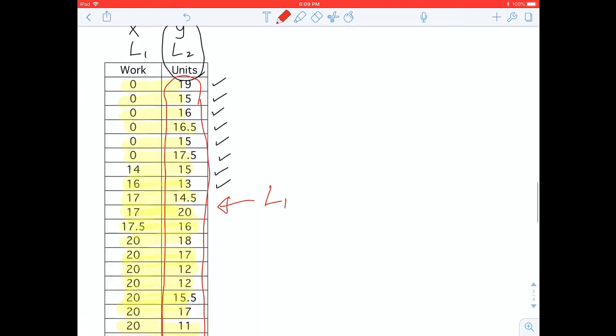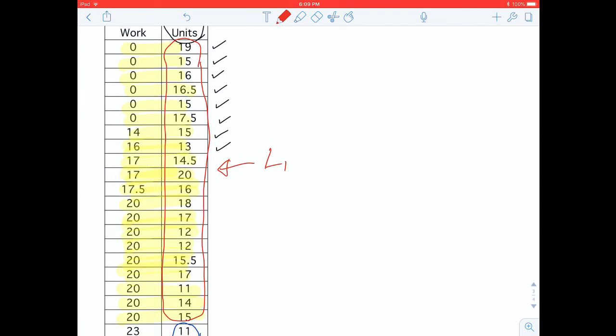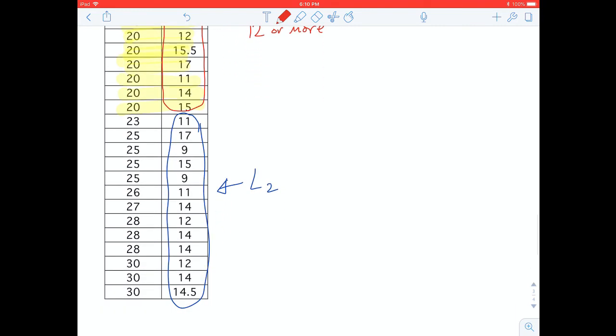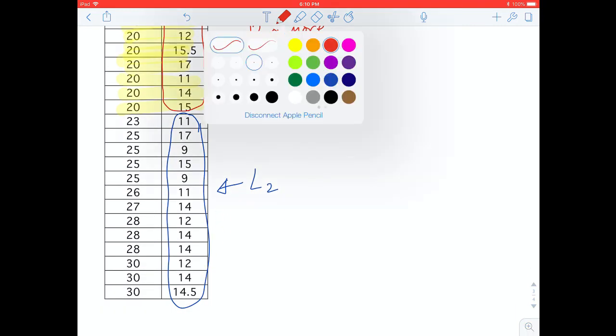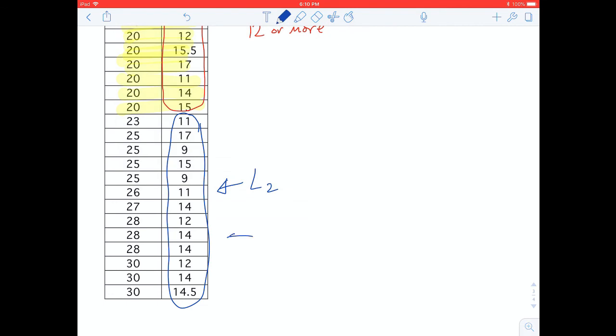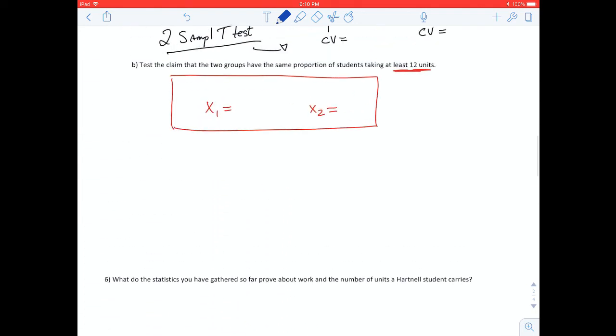Again, it has to be the 2 groups. So these over here that are circled in red, you would count how many have at least 12, so that means 12 or more. And then for these people that are circled in blue, you would then see how many of them have 12 or more units. Once you have those numbers, you can put them here.